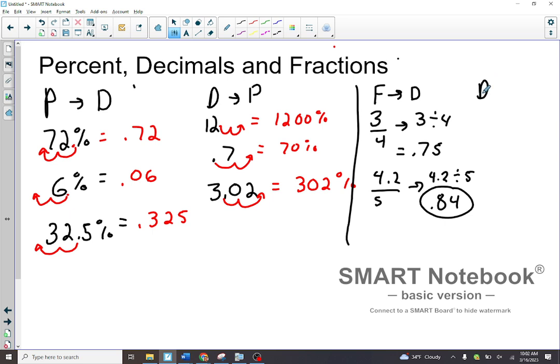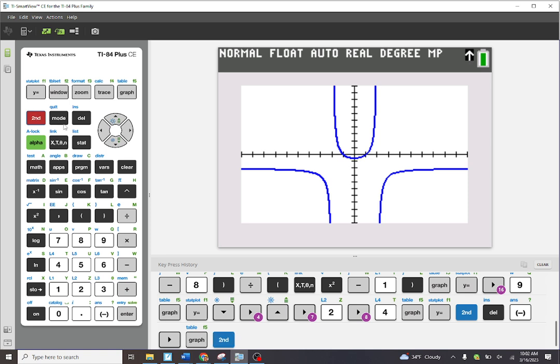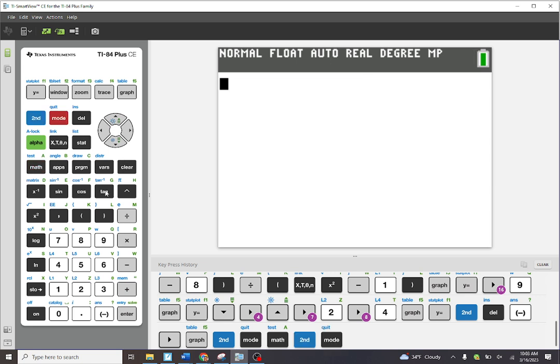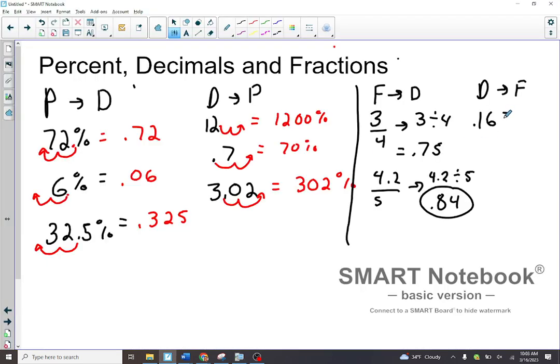If you're doing decimal to fraction, we're in 2023. So what you could do is if I gave you a decimal, let's say 0.16, what I would do is go to my calculator over here. Math, frac. Then I'm going to click option, math. And then the first option automatically is frac. I forgot, I got to put the number in first. So 0.16, math frac. I got 4/25. By the way, that's correct.